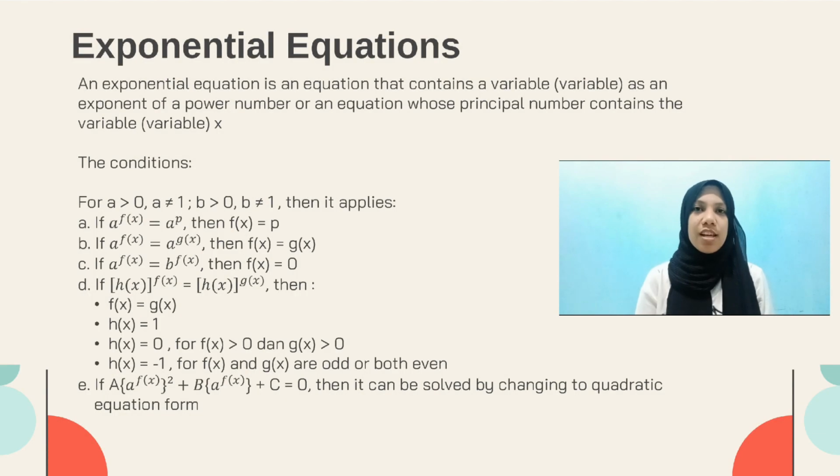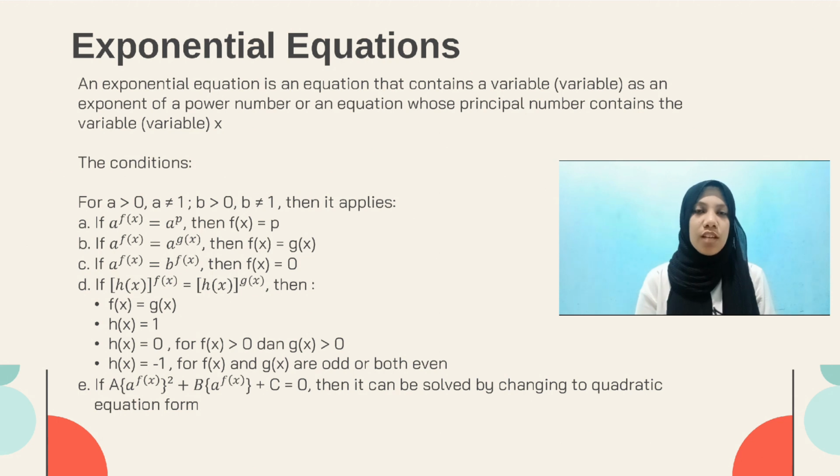Exponential equation. An exponential equation is an equation that contains a variable as an exponent of a power number, or an equation whose base contains the variable x. The conditions: for a more than 0, a not equal to 1, and b more than 0, b not equal to 1, then the following applies.